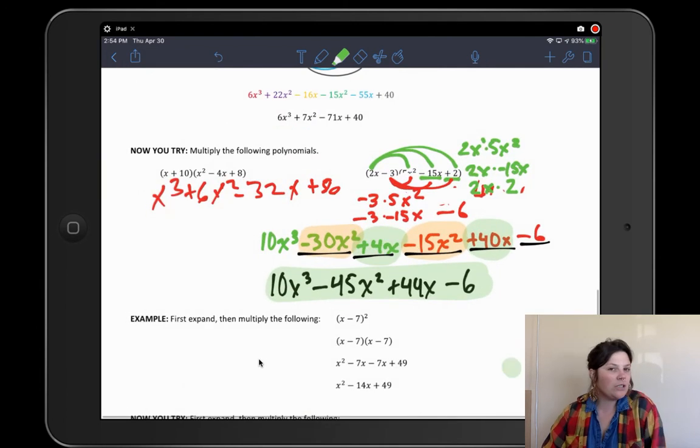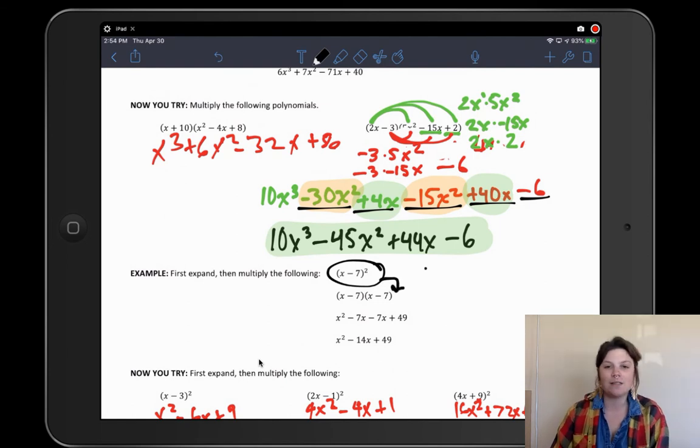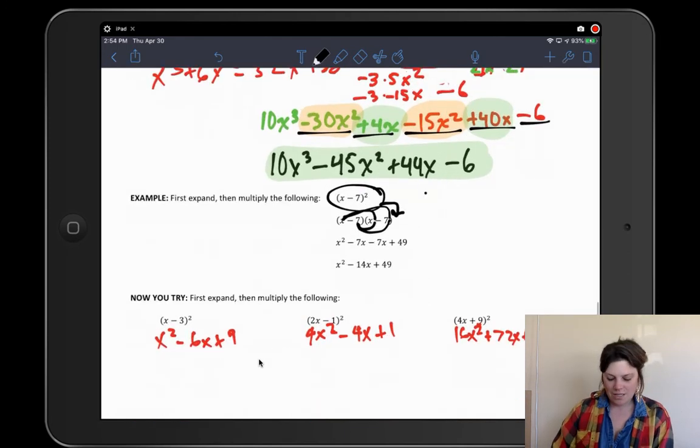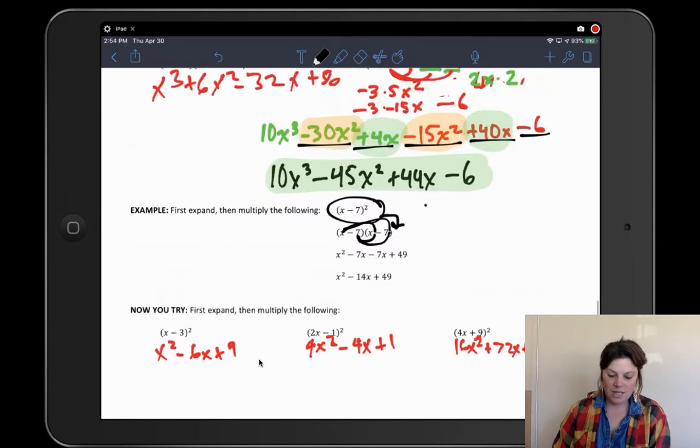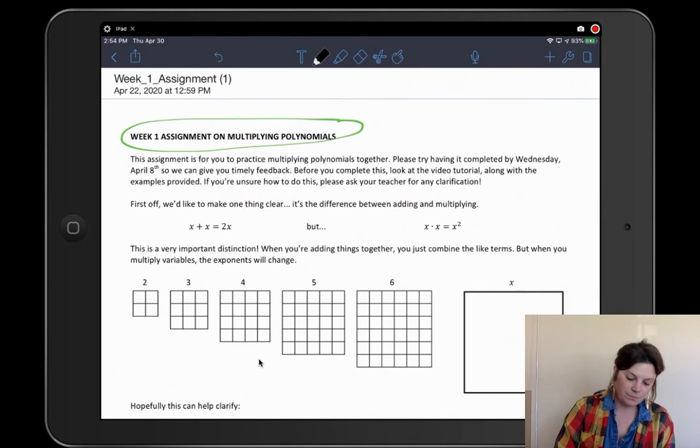Now, I'm not sure if on the summative they're going to give you one of these, but if you see a square on the outside of a binomial, it just means the same thing twice. So you can rewrite it as two things and then do the normal multiply through to get your answer. All right, so that was week 1. And remember, you can always look back at your week 1 notes and go over this.